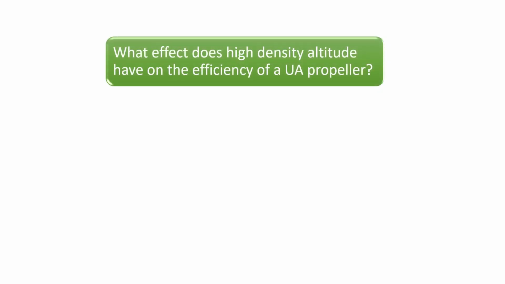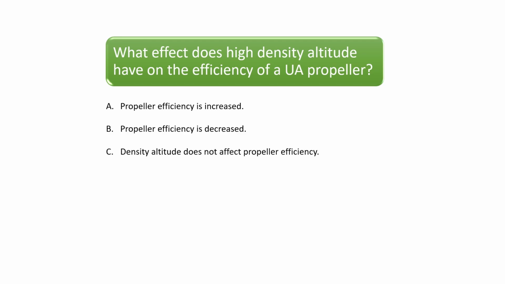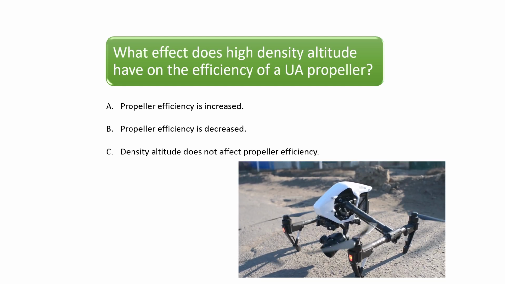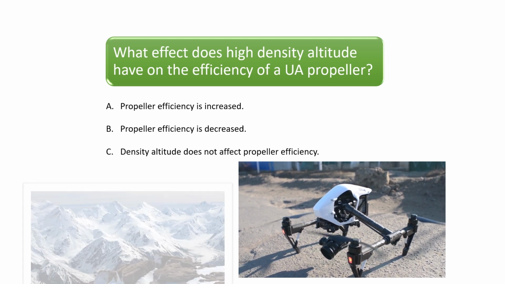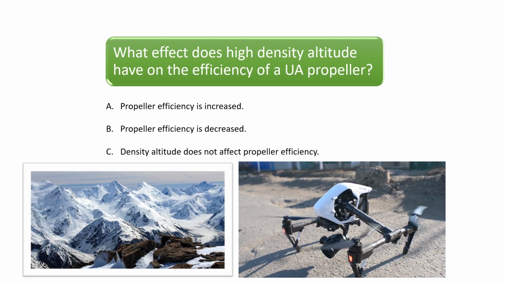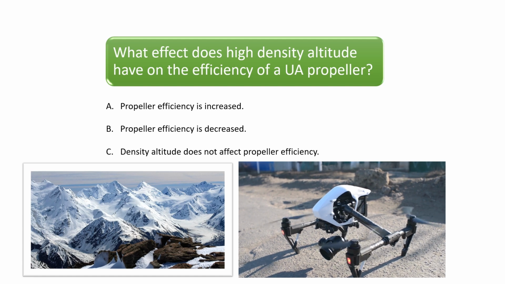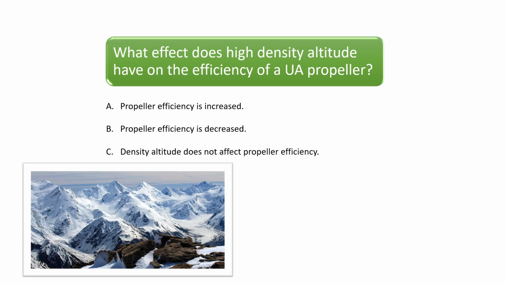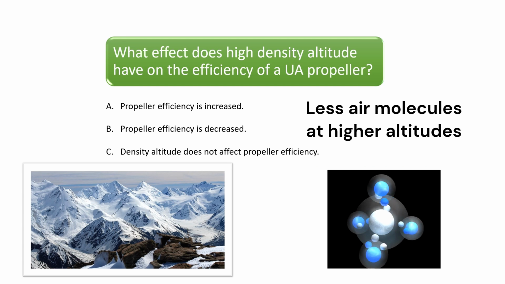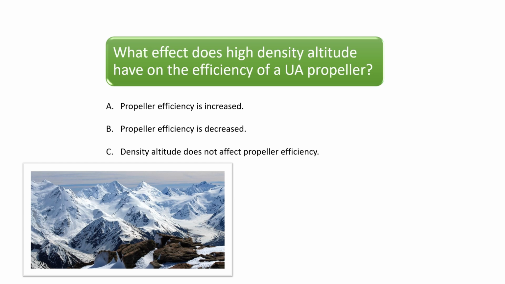What effect does high-density altitude have on the efficiency of a UA propeller? High-density altitude negatively affects aircraft performance due to the thinner air. For instance, an aircraft's propeller will not be as efficient when flying in a high-altitude area such as the Rocky Mountains as opposed to when flying at sea level. This is because there are less air molecules in each volume of air at higher altitudes. Thus, a drone's propeller efficiency would be decreased when flying at a high-density altitude. The correct answer is B.